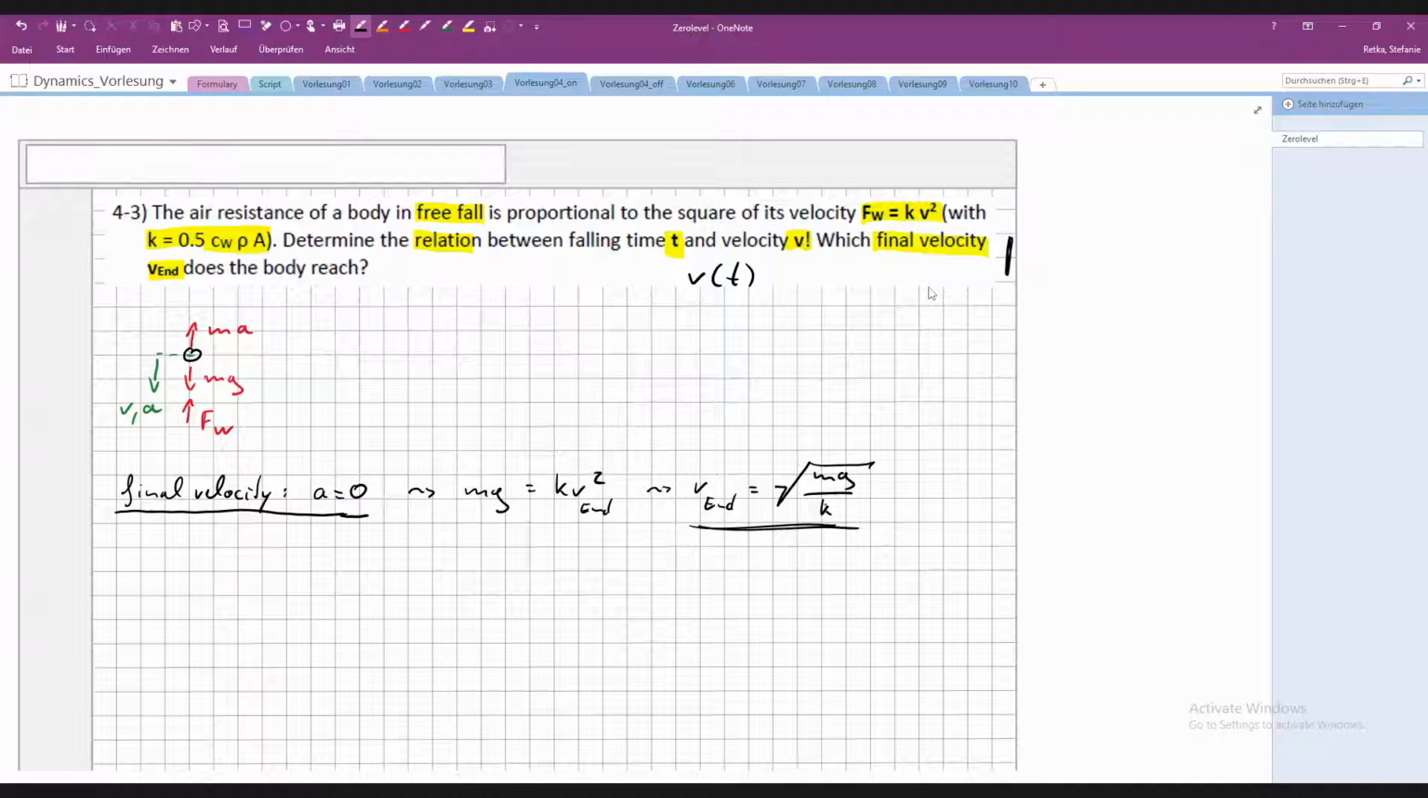For the first part of the problem, this will take a bit more time, and we will do this together in our Friday's class. And then we'll have a look at an example of an object in free fall to get a feeling for the final velocity and how big it might be, depending on the situation, of course.